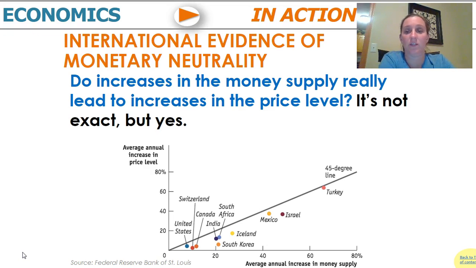And we see that there is indeed, with a 45-degree line, right? That's a 1-to-1 slope, a slope of +1. We see that in general, US, Switzerland, Canada, India, they're a little bit below the line, but they're still following this relatively straight linear trend for it.